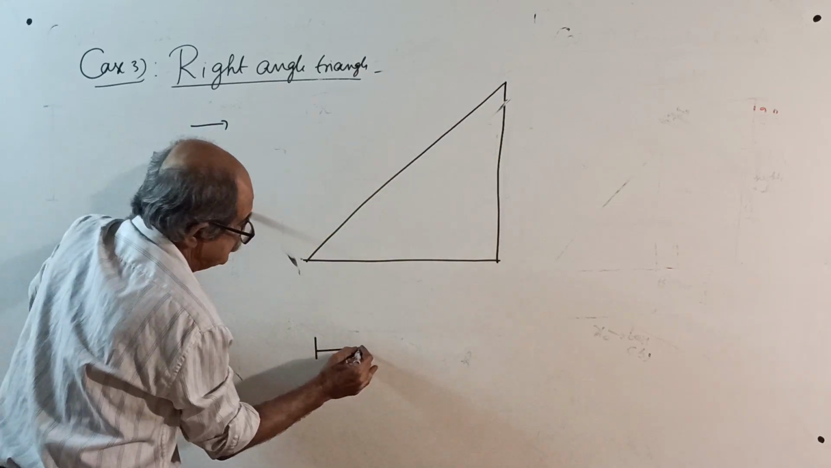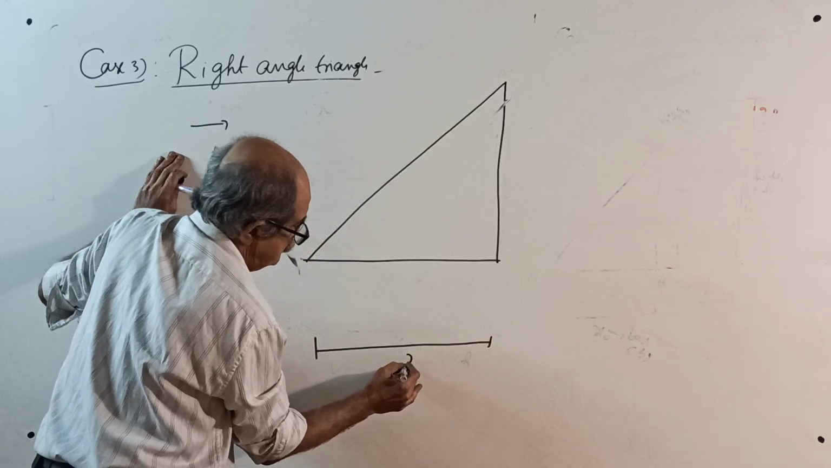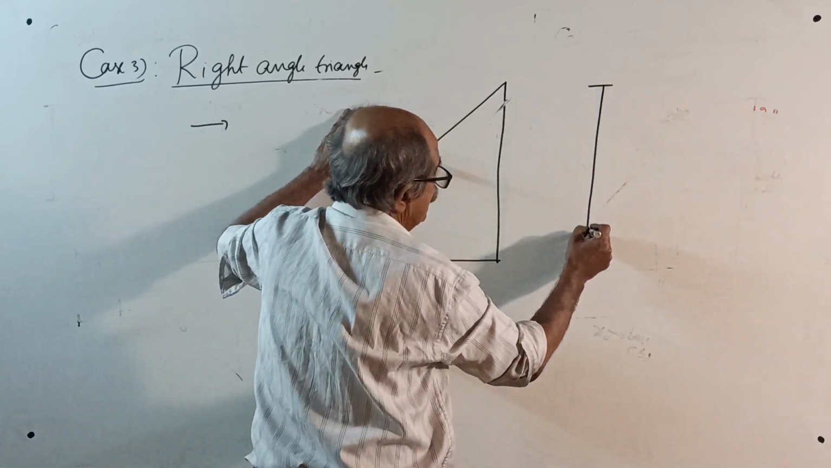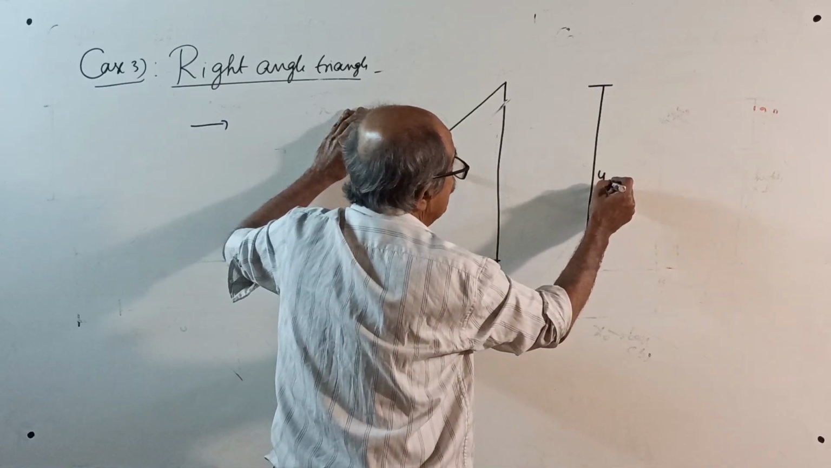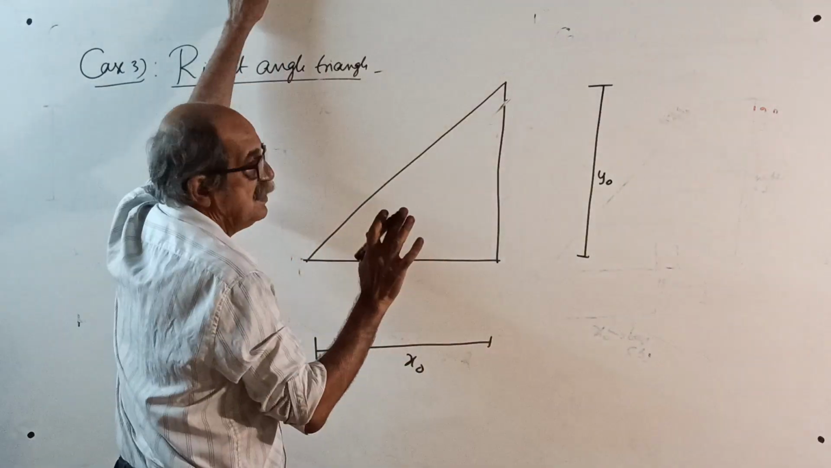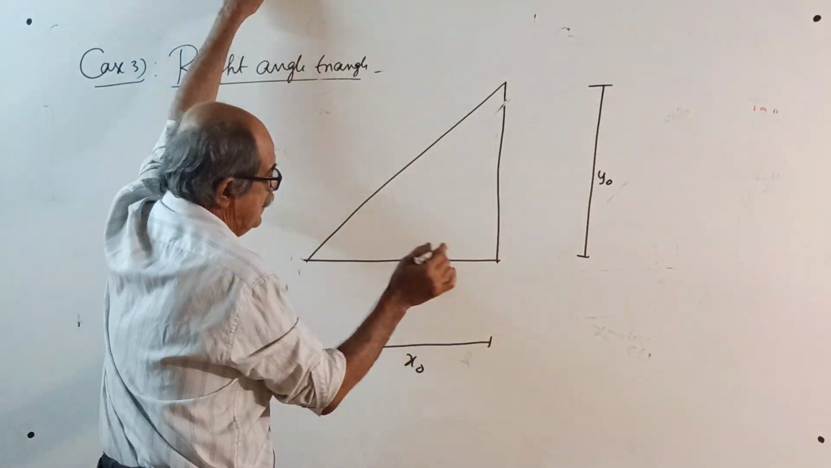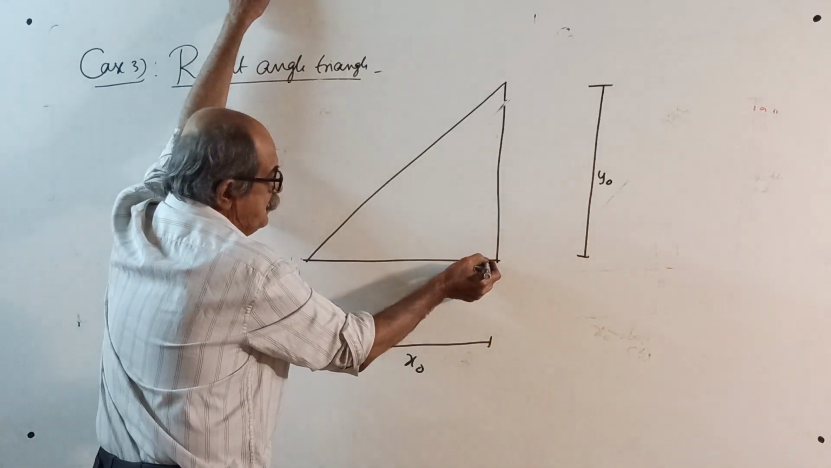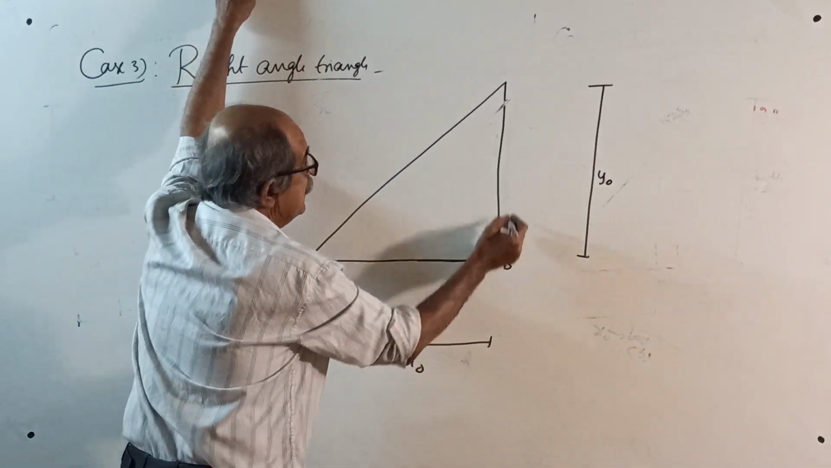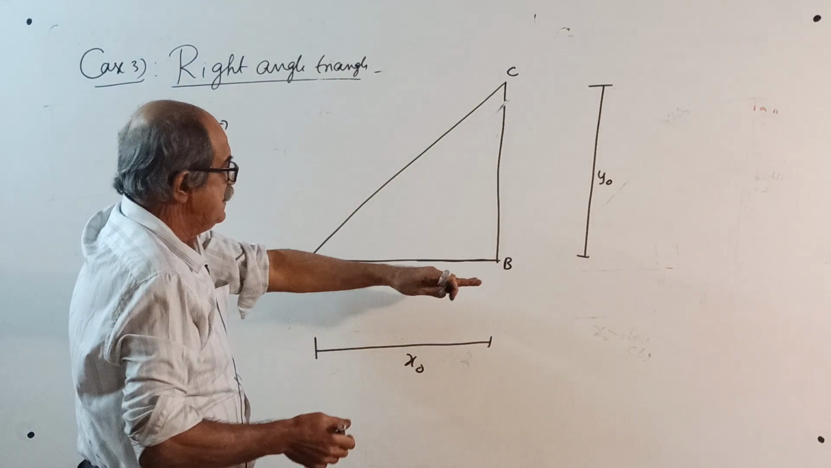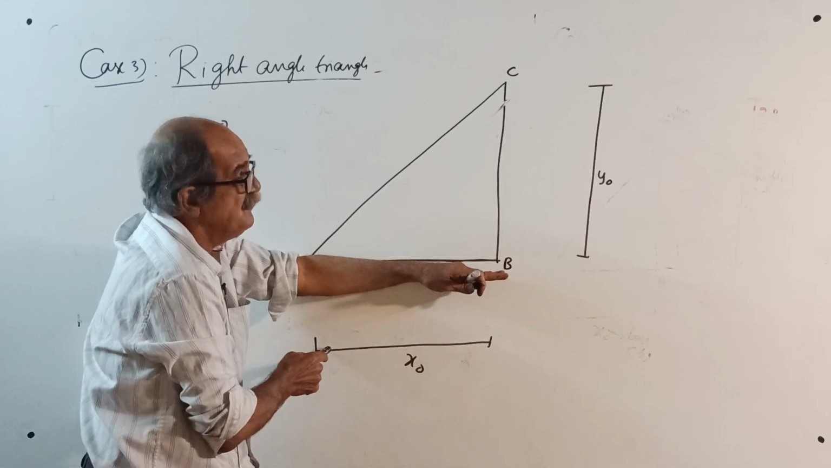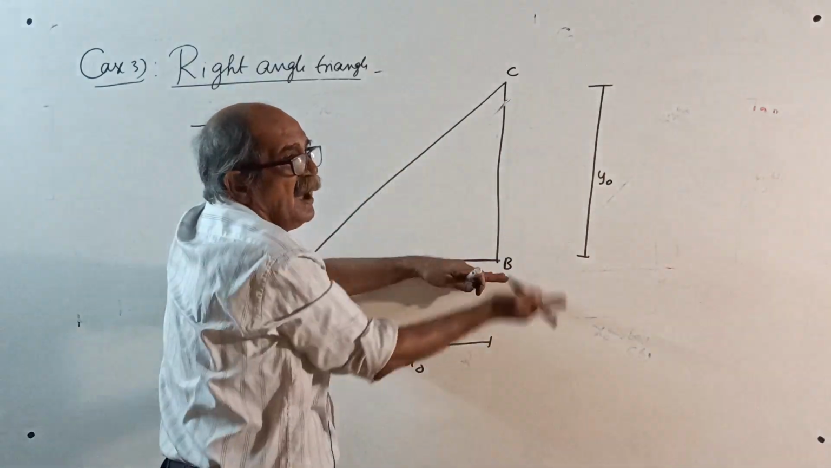This is x naught. This is y naught, because vertically I am marking. Don't call ABCD now. No ABCD. Now vertex or nothing. If you take this as the base, I'll put ABC. You should write a statement here: if I take AB as the base, x naught becomes base, y naught becomes height.